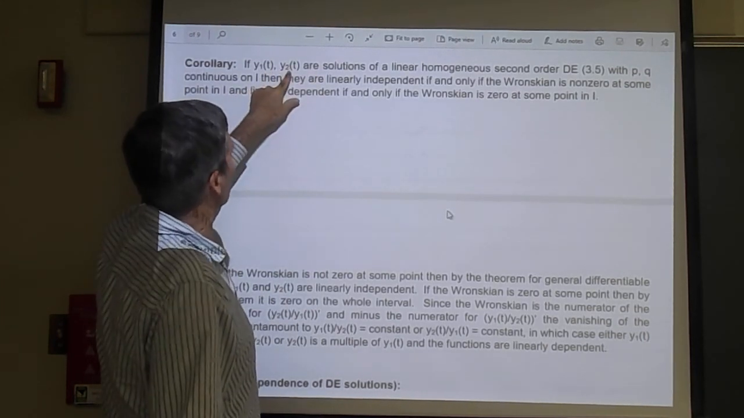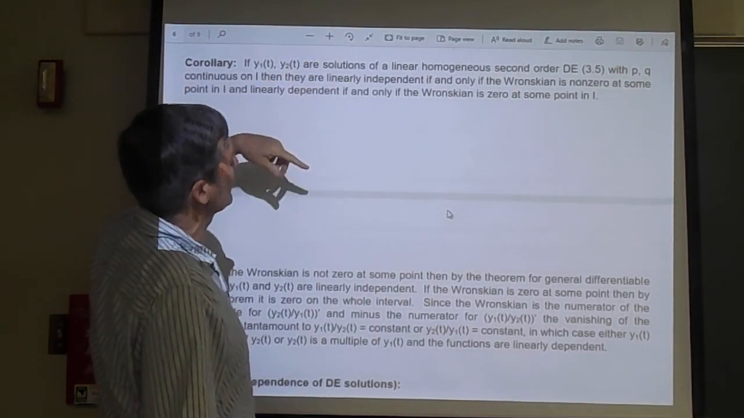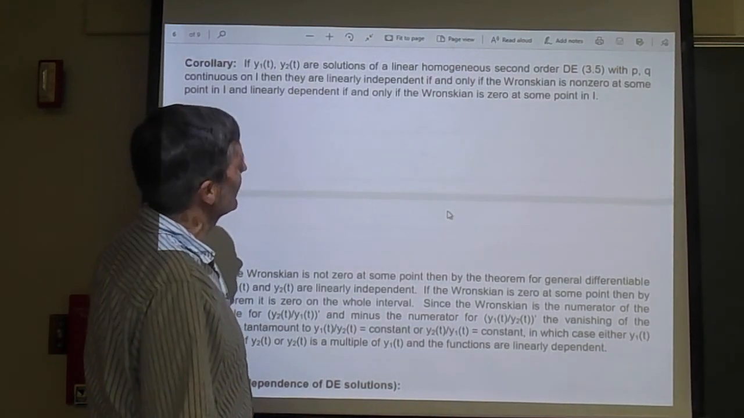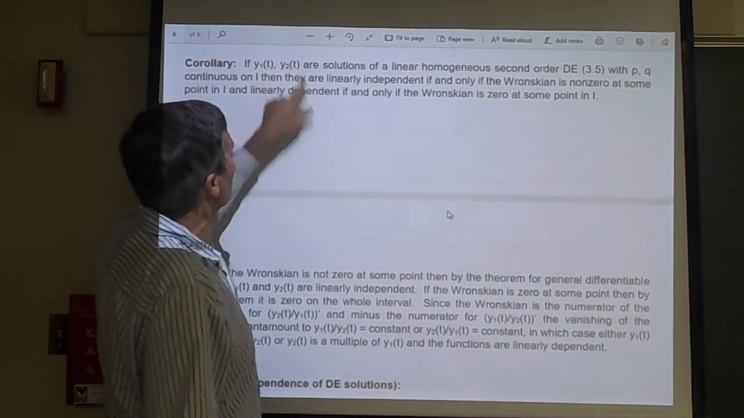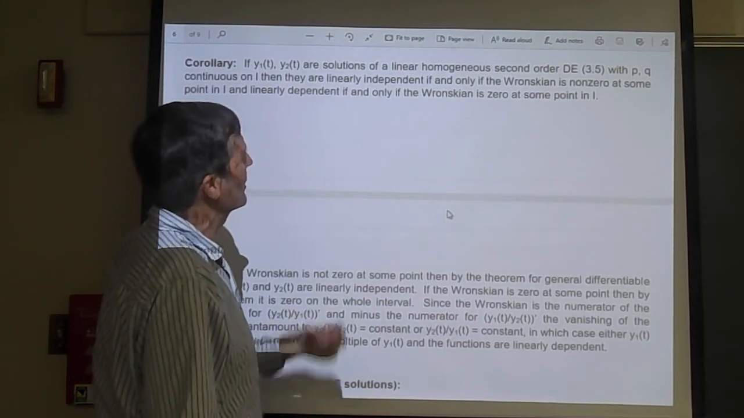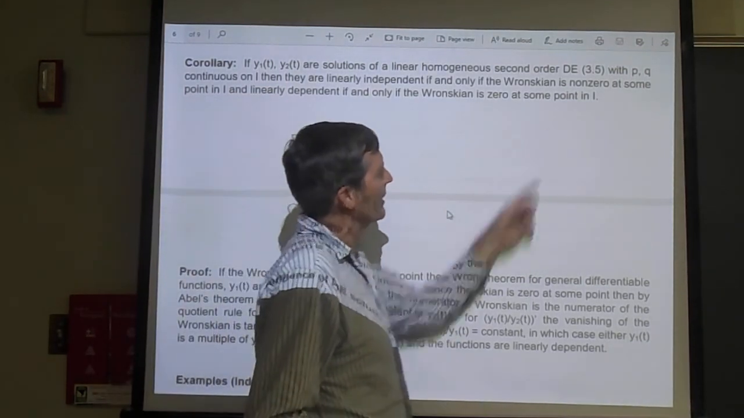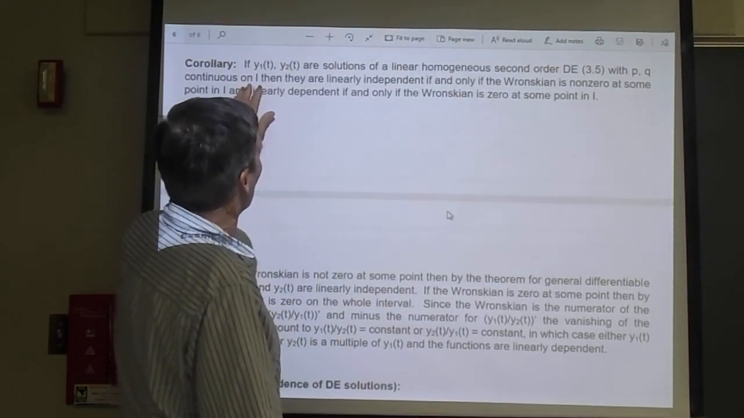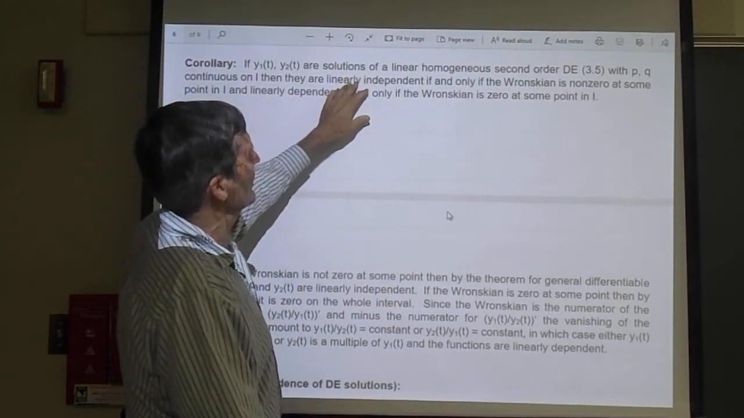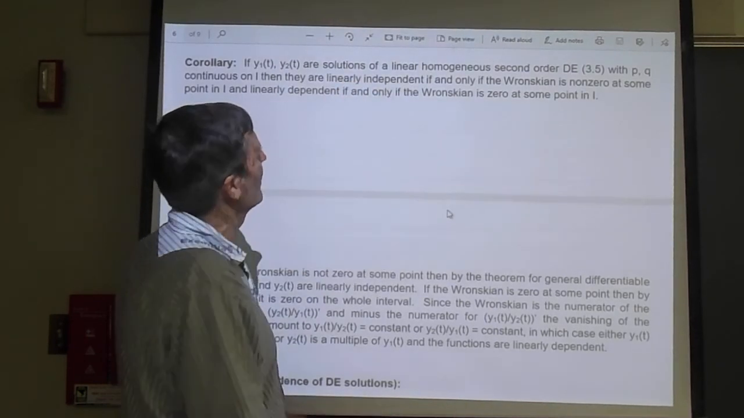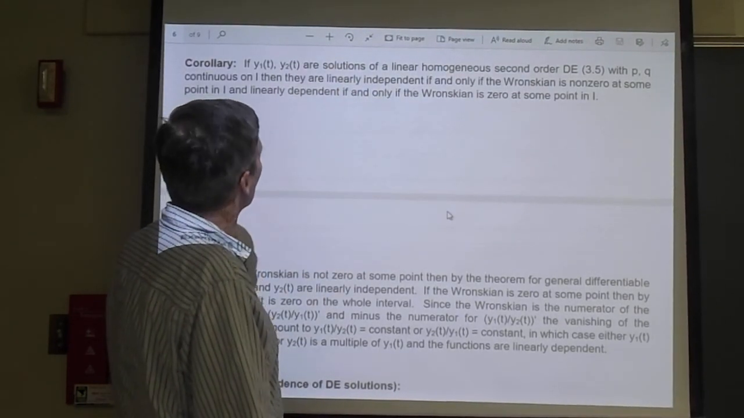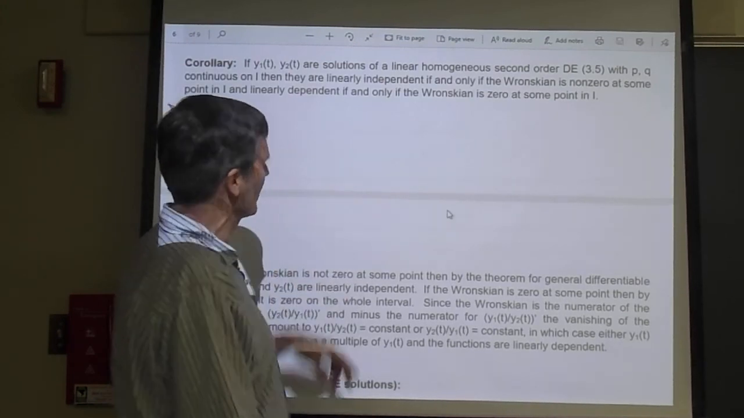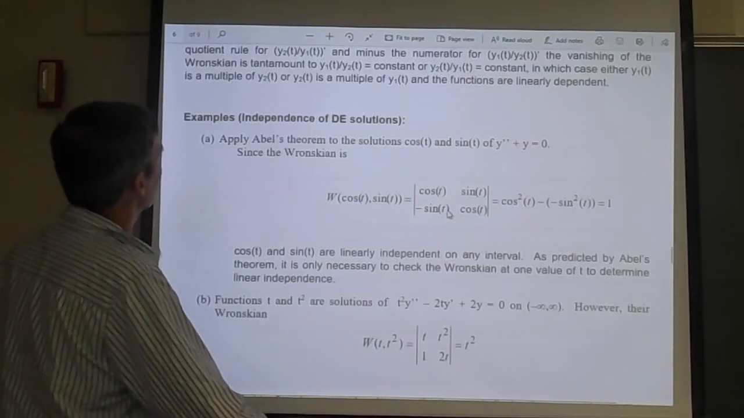You get this corollary because of Abel's theorem that the Wronskian is equal to the Wronskian at a particular point times e to the integral. That if y1 and y2 are actually solutions of a linear homogeneous second order differential equation in standard form with p and q continuous, then I'll restate it again. They're either independent if the Wronskian is not zero, or dependent if the Wronskian is zero, and the Wronskian is either not zero on the whole interval or zero on the whole interval because of Abel's theorem.